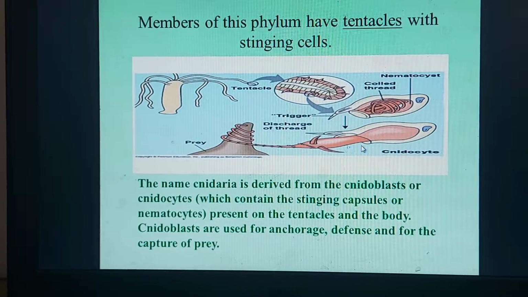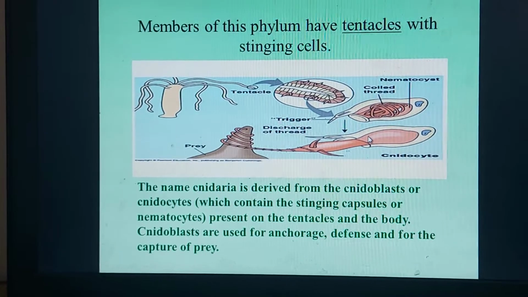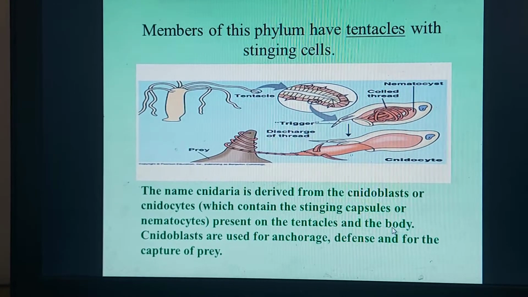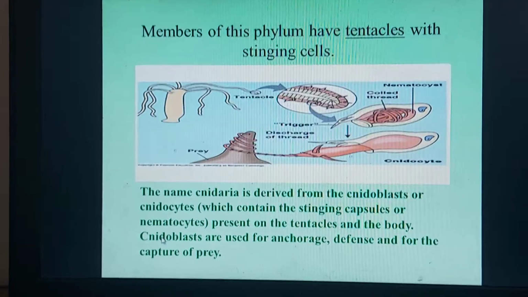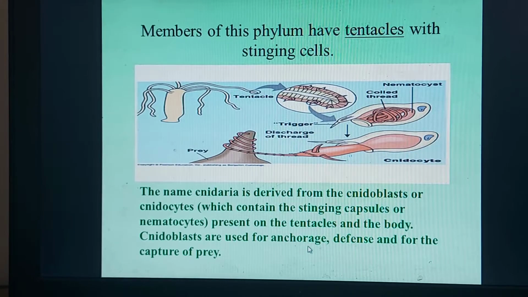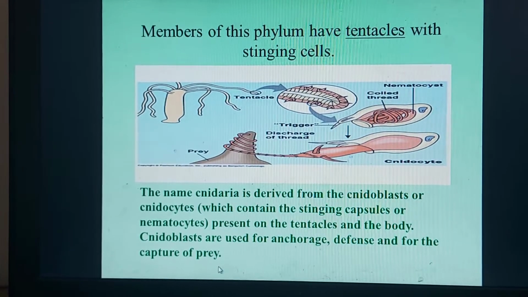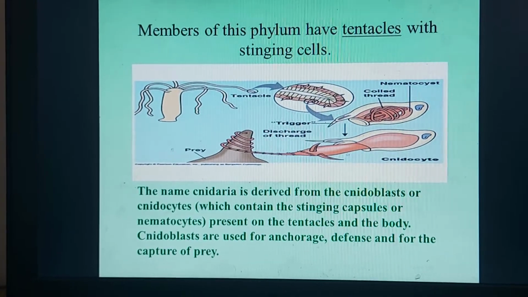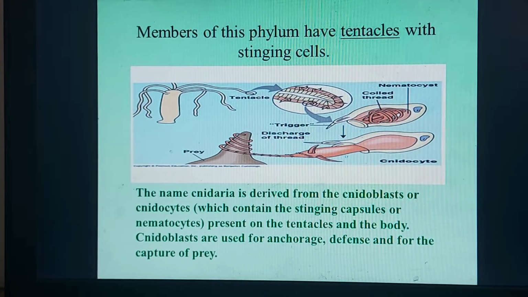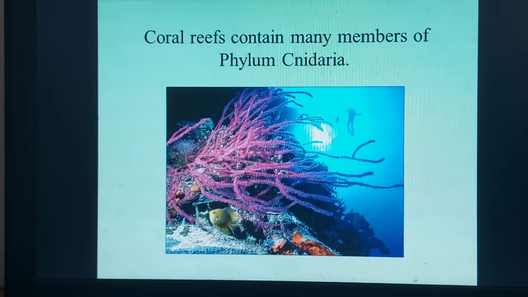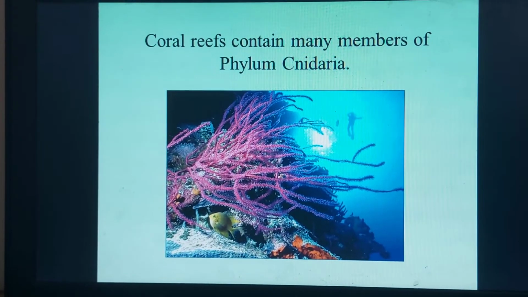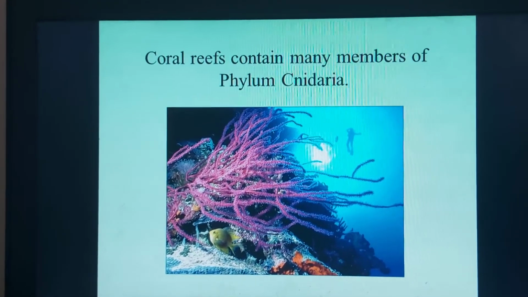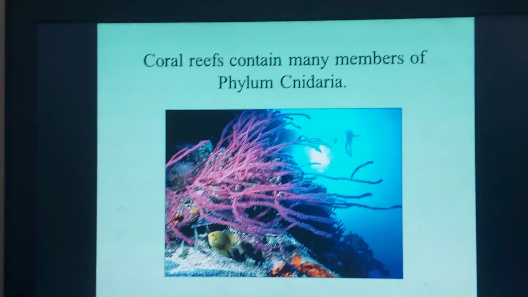which are the stinging cells of this phylum. Fine. And these cnidoblasts are present on the tentacles as well as on the body of the organism. The cnidoblasts are basically used for anchorage, defense, and for capturing the prey. So this is all about your phylum Coelenterata. Very interesting features are there in this phylum, and here is a picture of the coral members. As I told you, there are certain members which act as the coral reefs in the phylum Cnidaria. So that's all for the phylum Coelenterata.